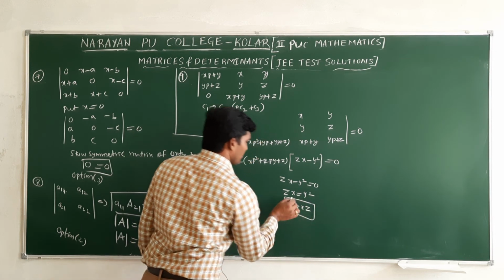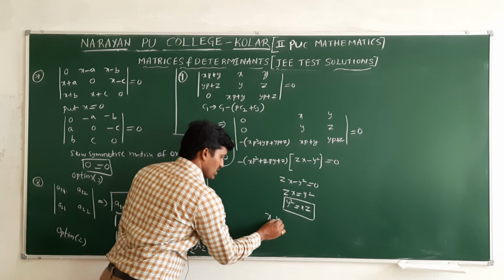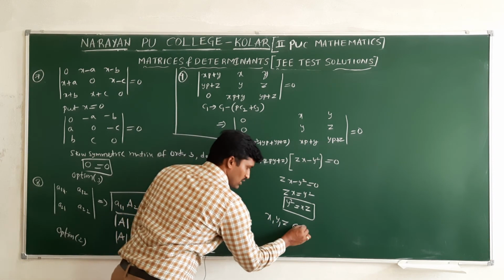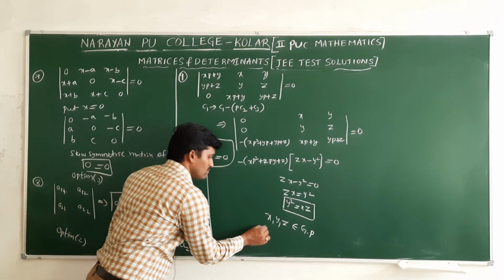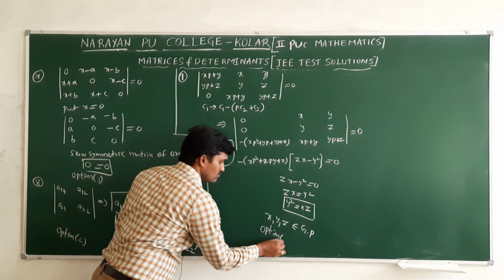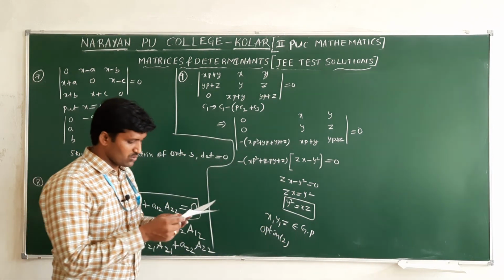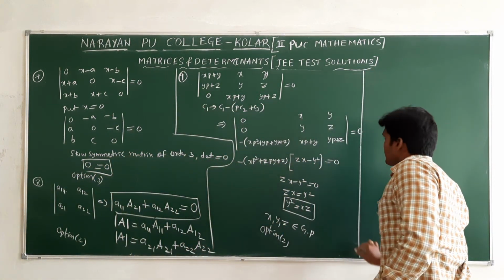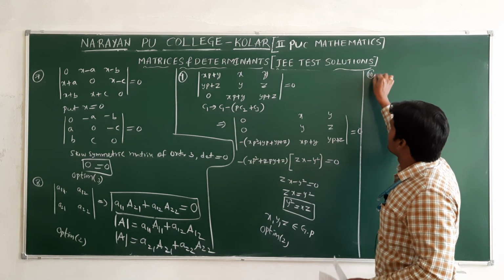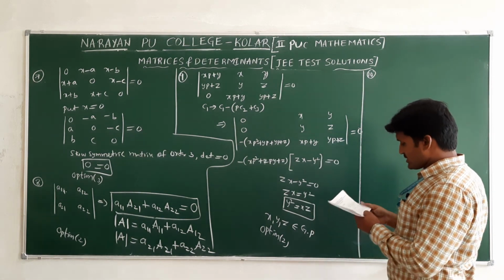This is a condition for which one? Geometrical progression. X, y, z belong to clearly GP only. That is option 2. Option 2 is the correct one. Next, question number 10. 10th question is given.